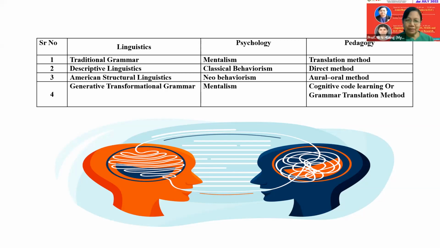Yes. What about other approaches? You mean the approaches? Yes. This is the kind of approach. The second column has been written for your linguistic approaches. The first one is traditional grammar. It has been called a linguistic approach. Okay. Thank you.